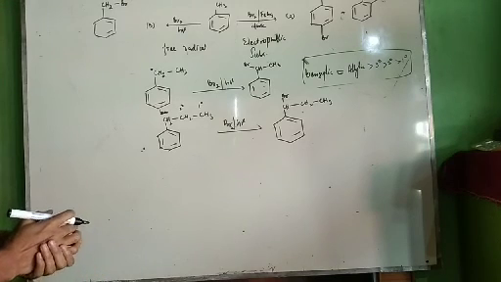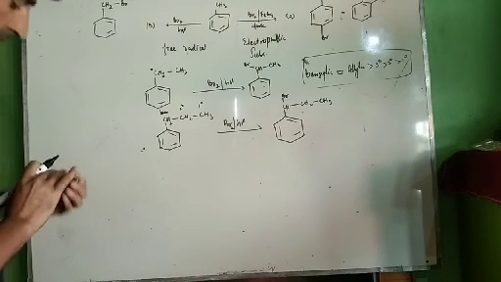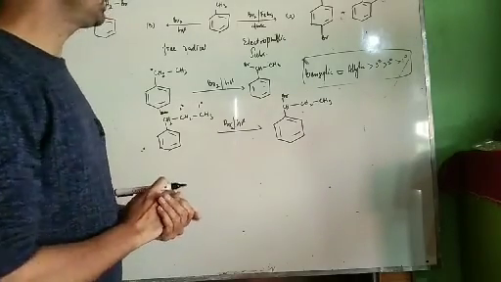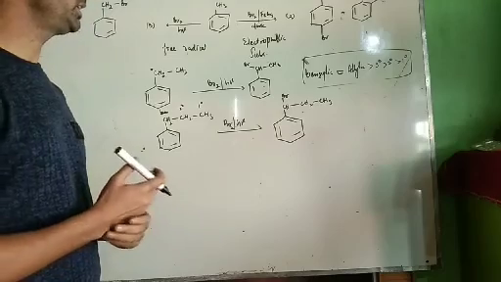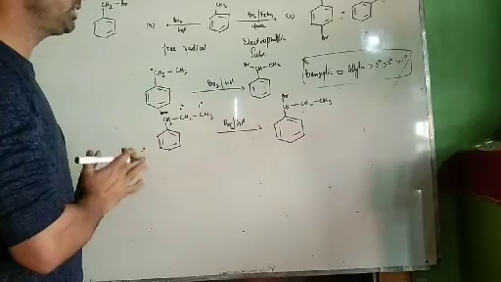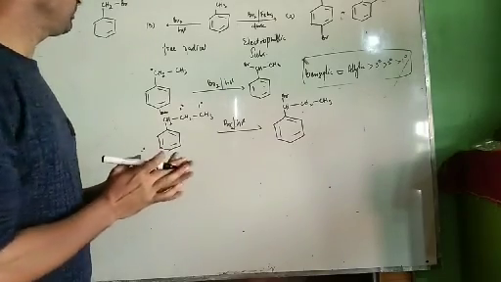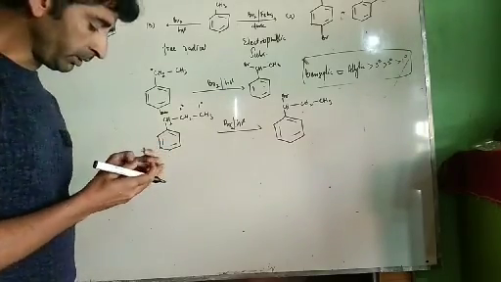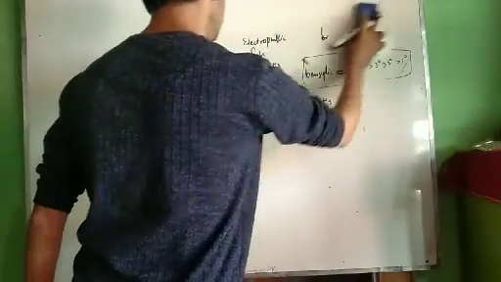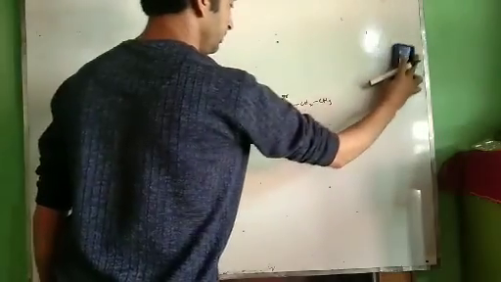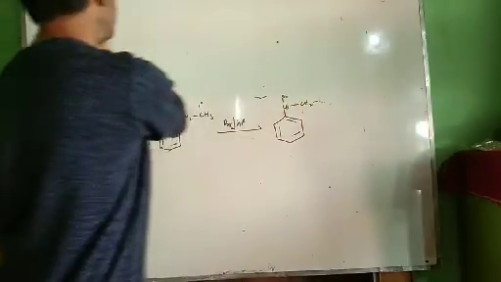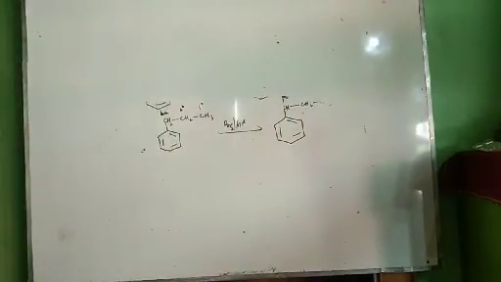Now, this is how we prepare haloarenes from benzenes. There are other methods of preparation, such as the Gattermann reaction, but those are to be discussed in benzene diazonium salts, the nitrogen containing derivatives. Here we will directly discuss the chemical reactions of haloarenes. What type of reactions do haloarenes undergo? Haloalkanes undergo SN1 and SN2 reactions. Let us check whether haloarenes can undergo SN1 and SN2 reactions.